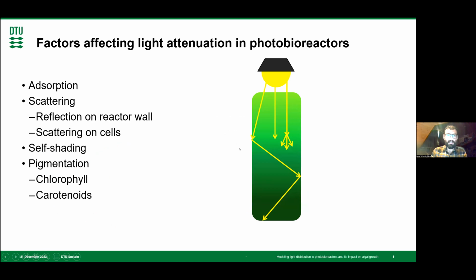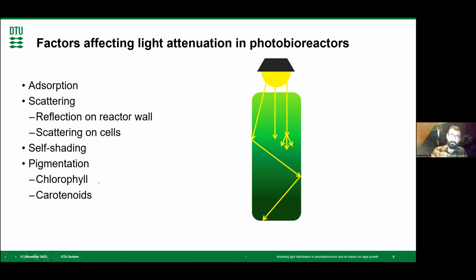So this is how they depend on the light, but how is the light distributed in the photobioreactors? Well, we know that the algae absorb the light because they have to use it for carrying out photosynthesis. We also have other phenomena like light scattering. So basically when the light hits your algae or hits the walls of the reactor, the light changes direction. And this is what we call scattering.